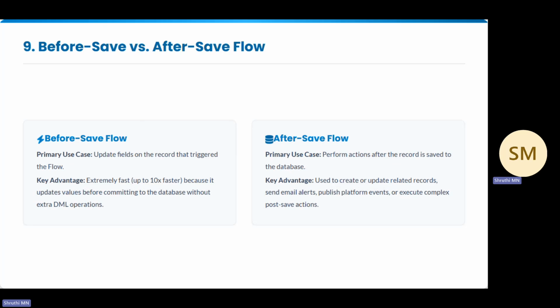What happens when the amount is 1,50,000? The flow should create the task. Once we are satisfied with the results, we can save and activate the flow. And that's it. We have successfully automated our business requirement.